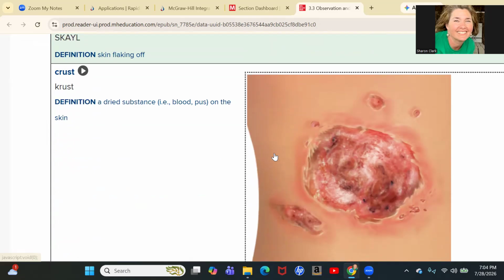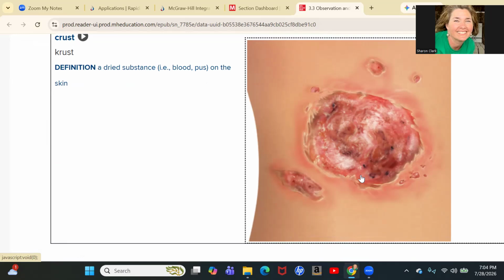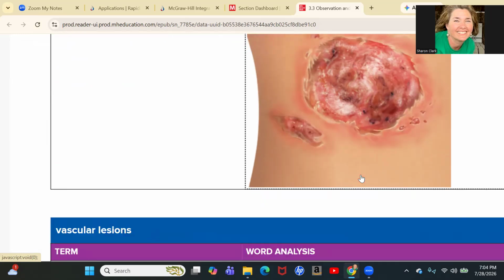A crust, think of a scab. We've all had scabs that we've picked at before. This is the dried substance, the dried blood, pus, and plasma, part of the healing process of how the skin regenerates itself or grows from the inside out, starting at the dermal layer and working its way up through the epidermal strata.